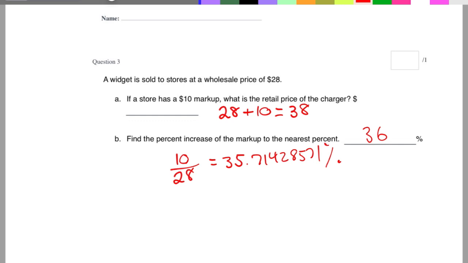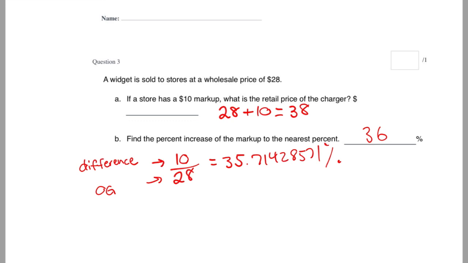All right. That's how that works. Again, $10 represents the difference in price sold. That's going to be the difference in the price sold. And $28 is the OG, the original purchasing price. At this point, it's the wholesale price here. So the difference divided by the OG is going to give you the percent change. All right. And we move on.